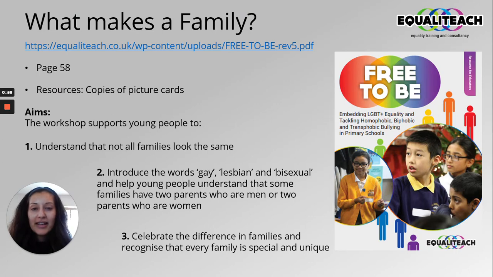The activity we're looking at today is called What Makes a Family and can be found on page 58. This activity can be done at home or at school with children who are in Key Stage 2. The activity aims to support young people to understand that not all families look the same, to introduce the words gay, lesbian and bisexual, and help young people understand that some families have two parents who are men or two parents who are women. And finally, to celebrate the difference in family and recognise that every family is special and unique.